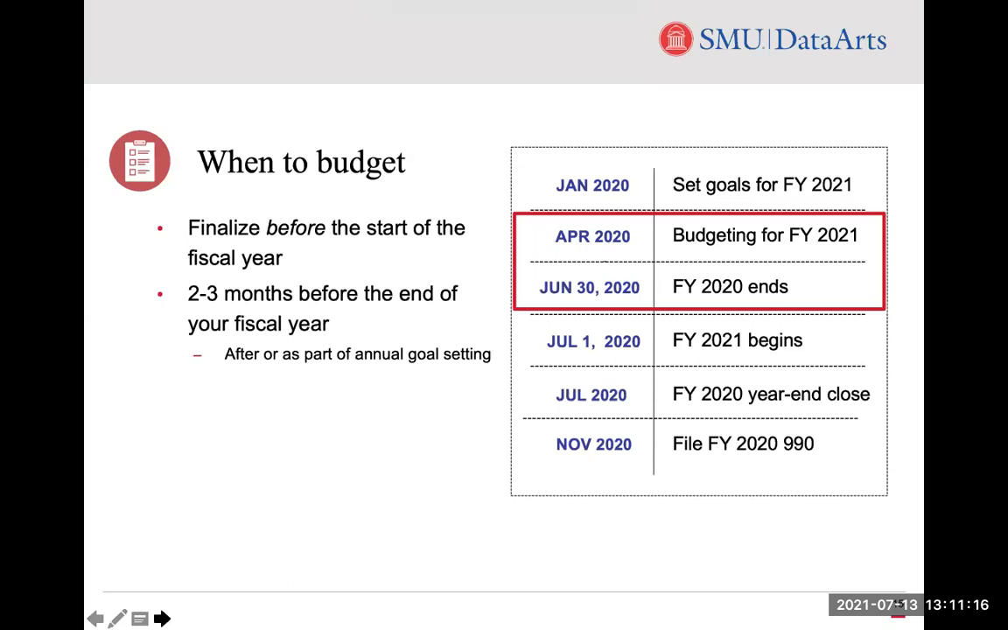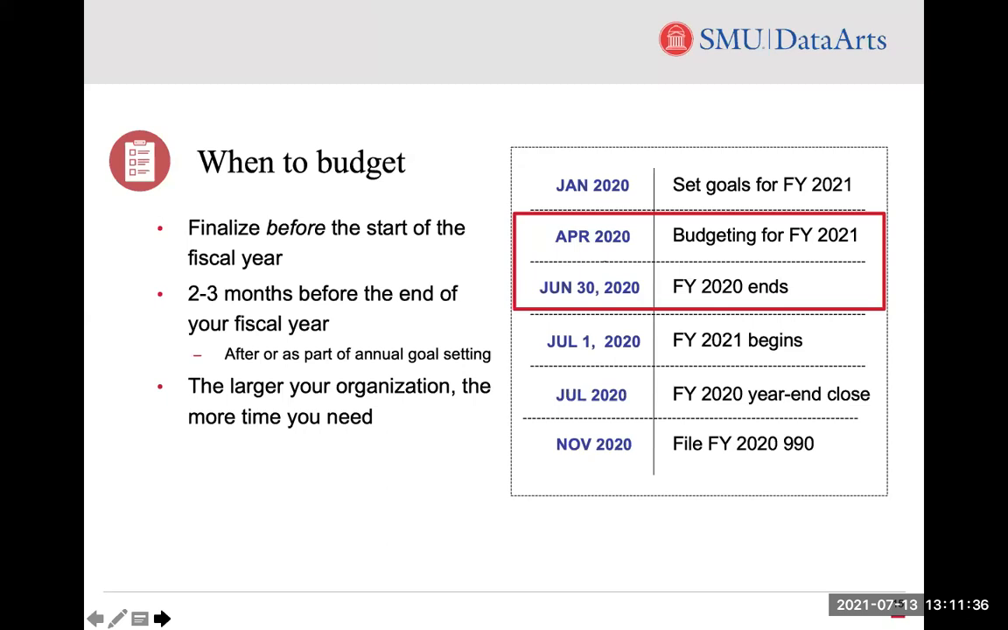And I know this sounds very obvious, but the larger your organization is, the more departments and programs you may have. And you may find that there are more moving parts within your budgeting process, and it could take a bit longer. So do plan accordingly.